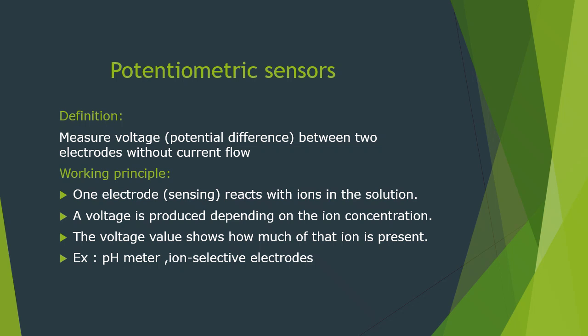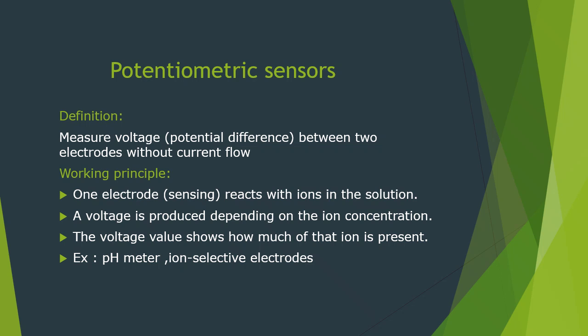First one is potentiometric sensors. It measures the voltage or potential difference between two electrodes without current flow. This potential difference depends on the ion concentration in the solution.